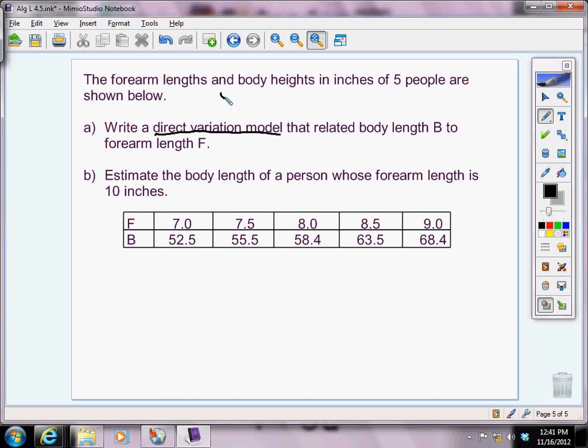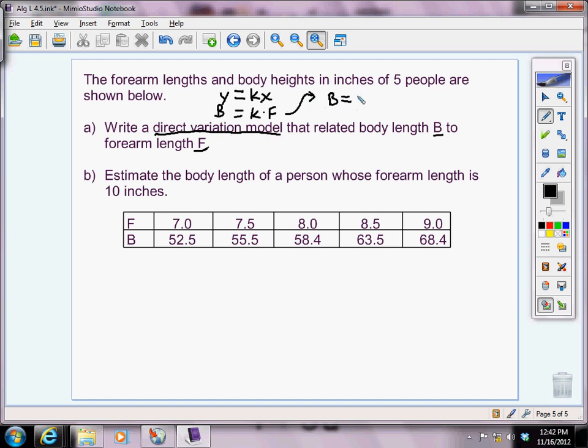So our normal direct variation model is Y equals K times X, varying directly. As X changes, Y is going to change based on this constant. But they don't want Y and X, they want body length B and forearm length F. So if you think about this, they're relating body length to forearm length. We can take some constant, we don't know what that is yet, and multiply it by our forearm length, and that will give us our body length. Now look here at this equation.